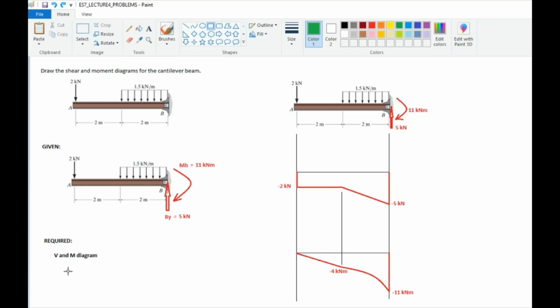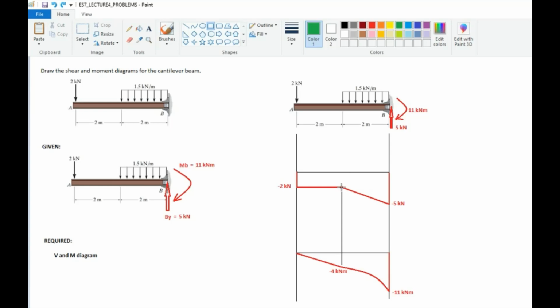Okay, so, let's proceed to drawing the shear and the moment diagram. So, from the left, we have a 2 kilonewton downward force, so -2. Tapos, from A to this point here, wala namang forces, external load, kung ano man. So, we have constant shear na -2 kilonewton.